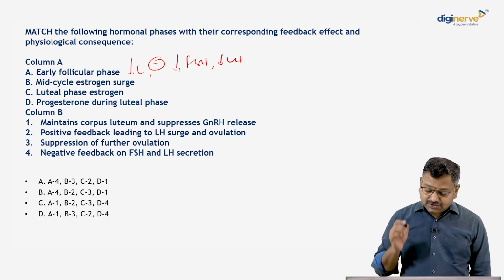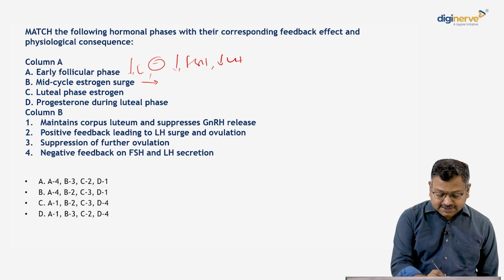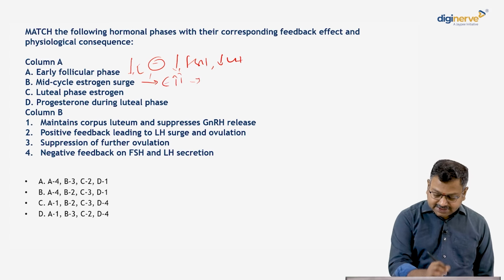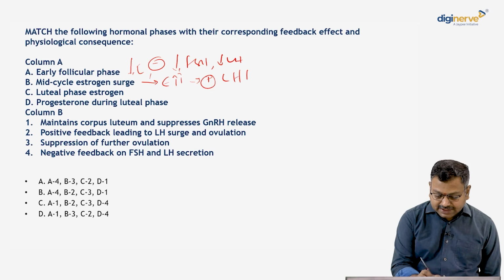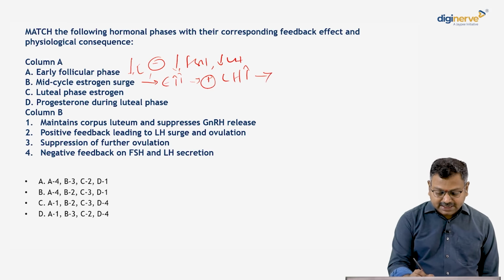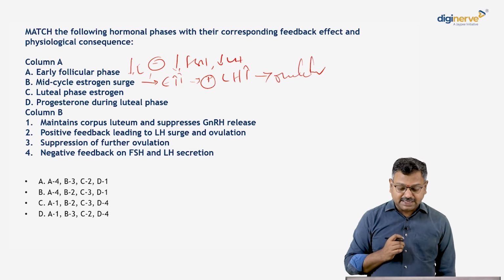Now the mid-cycle estrogen surge. What happens is there is an estrogen excess. There is a lot of estrogen, and that is going to give a positive feedback, and that is going to increase the LH, and that is going to result in ovulation. That is the mid-cycle estrogen surge.